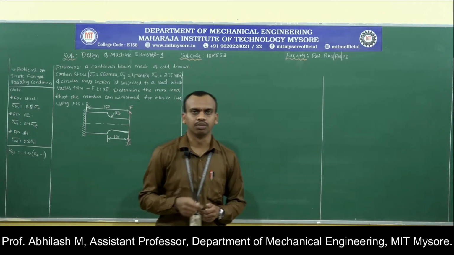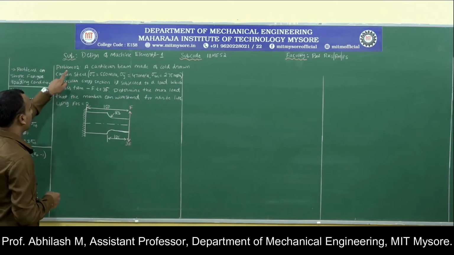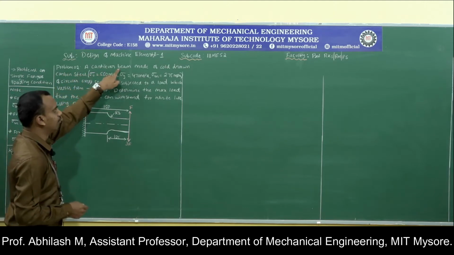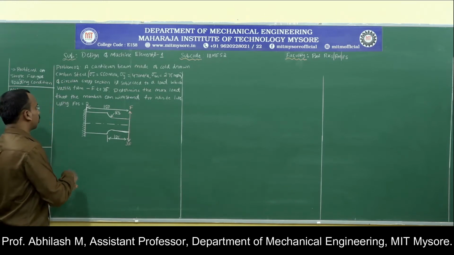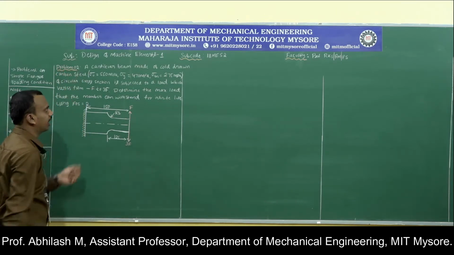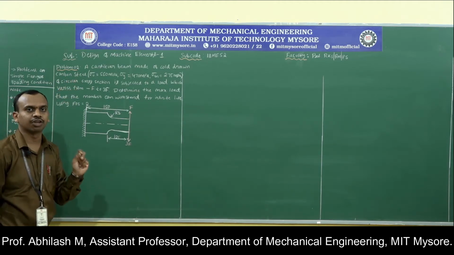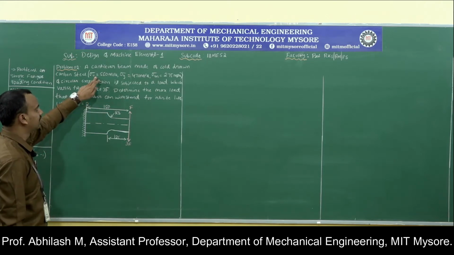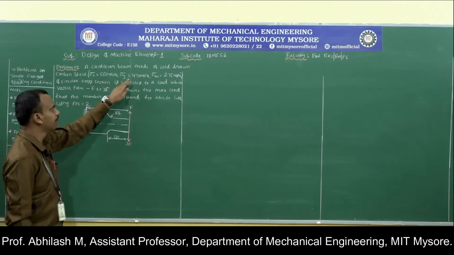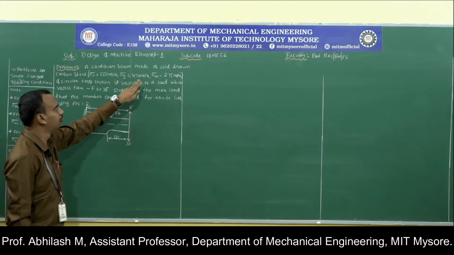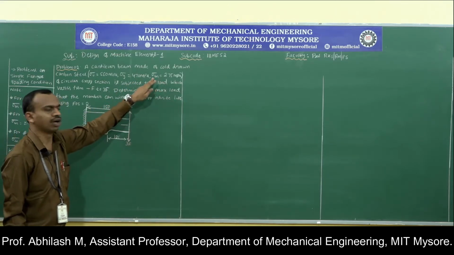Moving on to the next problem, let us see the statement of the problem. Problem number 2: a cantilever beam made of cold drawn carbon steel. Here we are supposed to note down the type of material they have specified. The ultimate strength of the carbon steel is 550 megapascal, the yield strength is 470 megapascal, and the endurance limit is 275 megapascal.